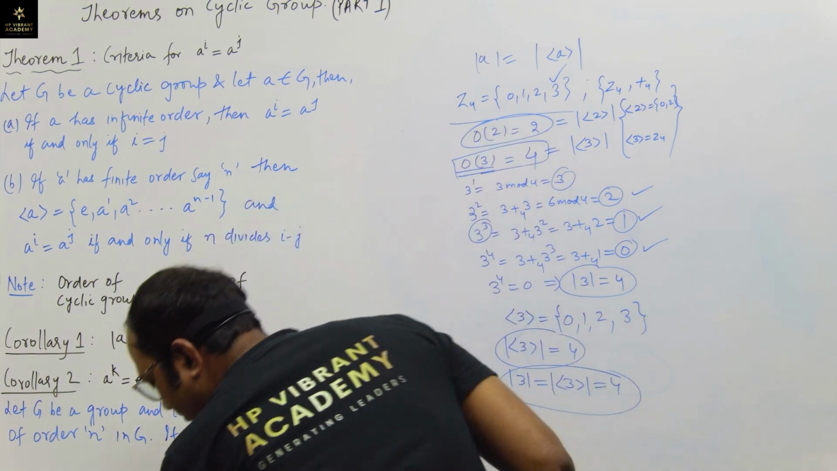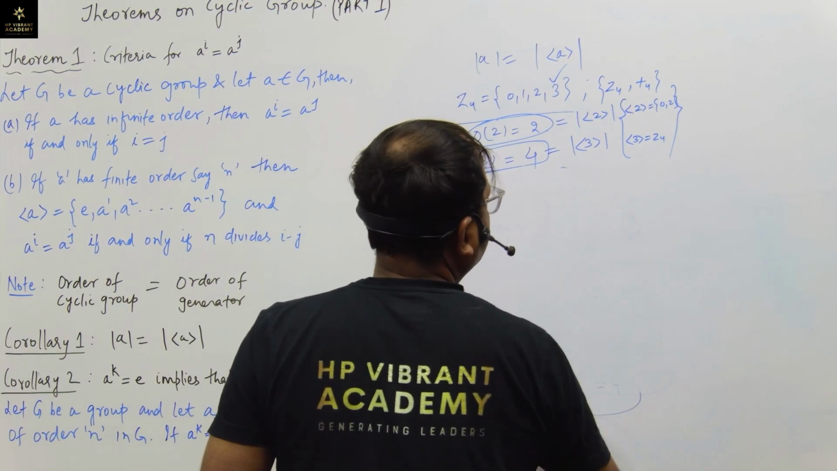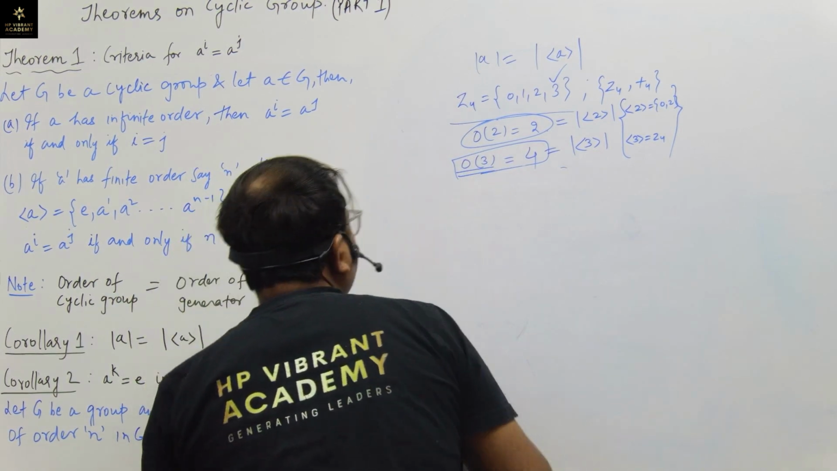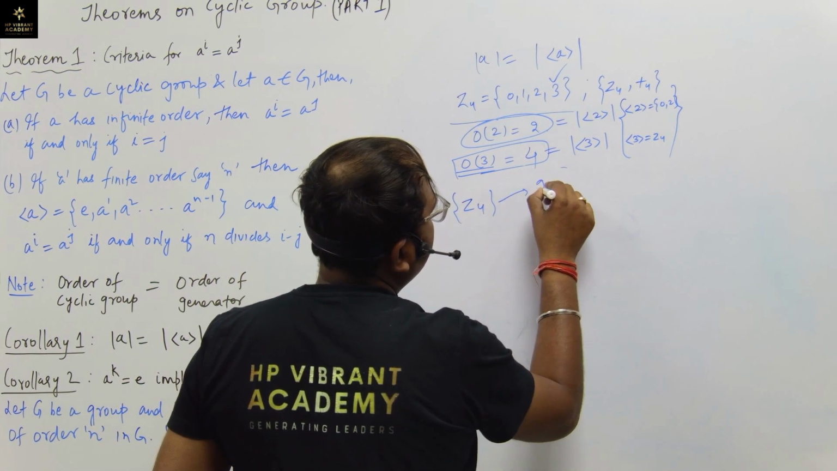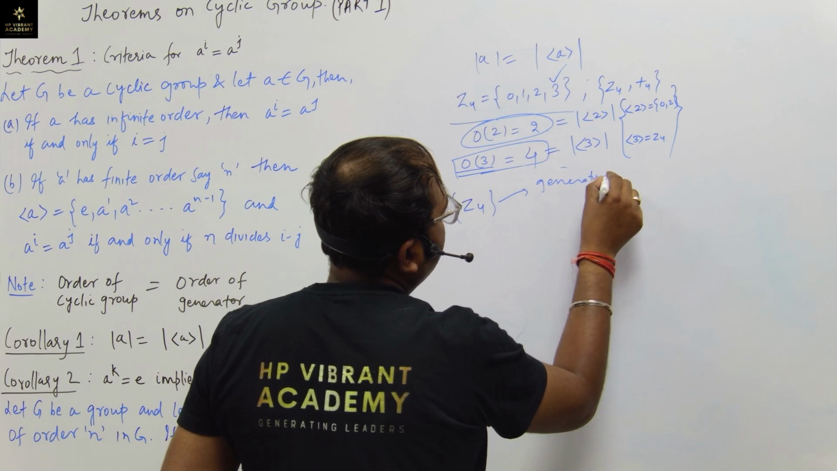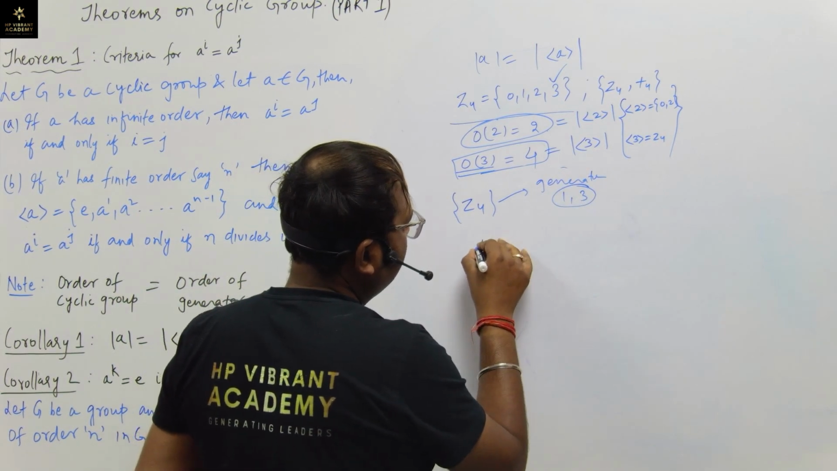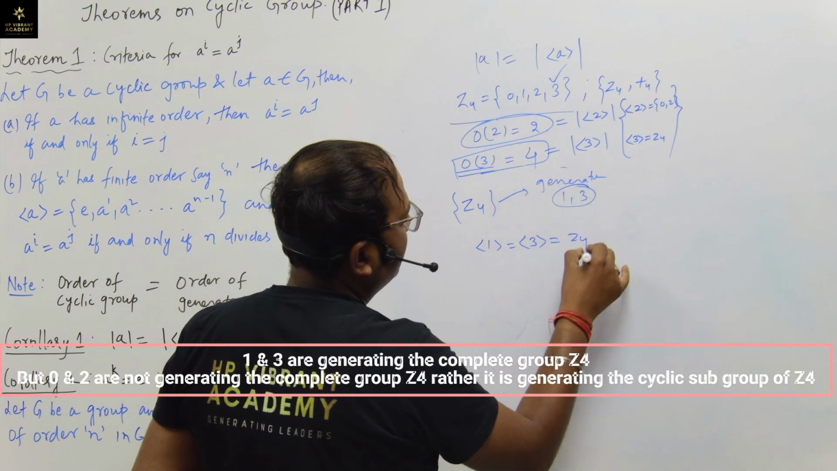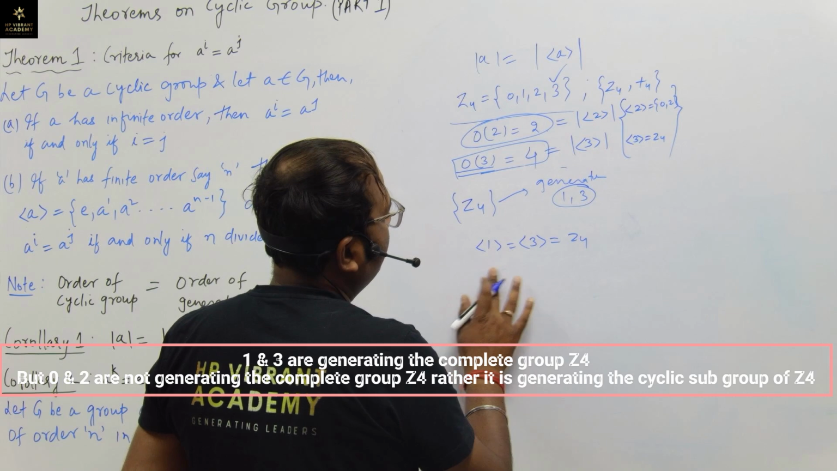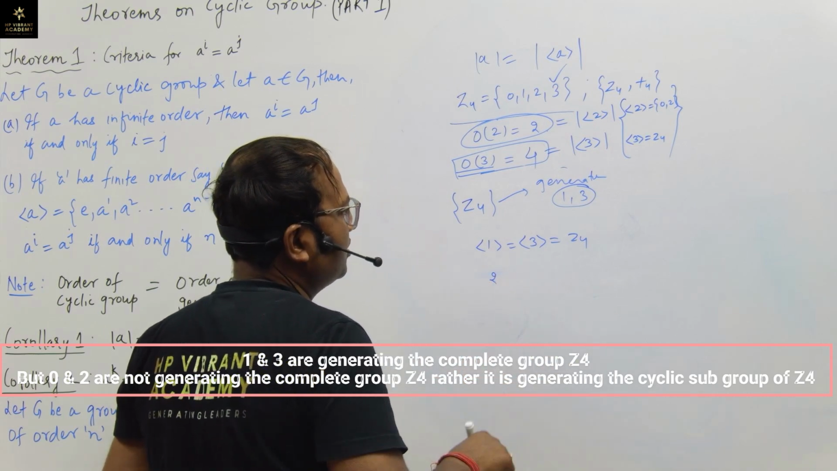Okay, so here let us understand that in Z4 we have the generators as 1 and 3. So 1 and 3 are generating the complete cyclic group, that is Z4, but 2 is not generating the complete group, rather it is generating a cyclic subgroup of Z4.